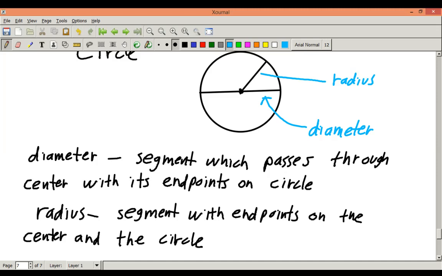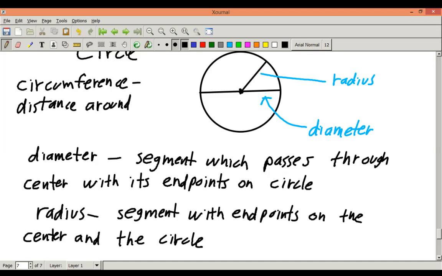Okay, so another term related to a circle that we need to talk about is the circumference. So the circumference is really like the perimeter of any other shape. It's just the distance around the circle. It's like the perimeter of the circle. And circles have areas too, just like the other shapes do.